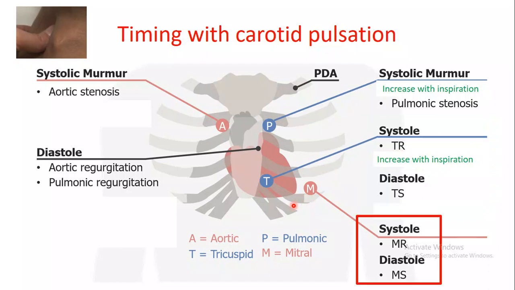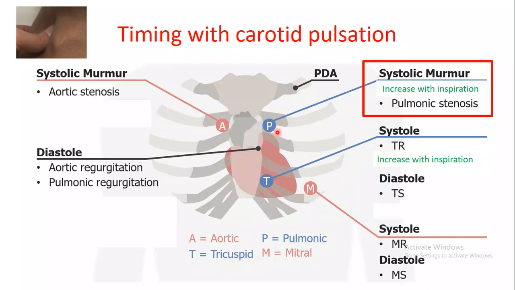Then moving to the pulmonary area, a murmur heard during ejection of blood, during systole, from the right ventricle to the pulmonary circulation is caused by obstruction. Obstruction means pulmonary stenosis. So a systolic murmur would be caused by pulmonary stenosis. A diastolic murmur would be caused by pulmonary regurgitation. Again, how to make sure this murmur is from the pulmonary side? By taking inspiration. If the murmur increases with inspiration, this is pathognomonic for a right-sided valve lesion.